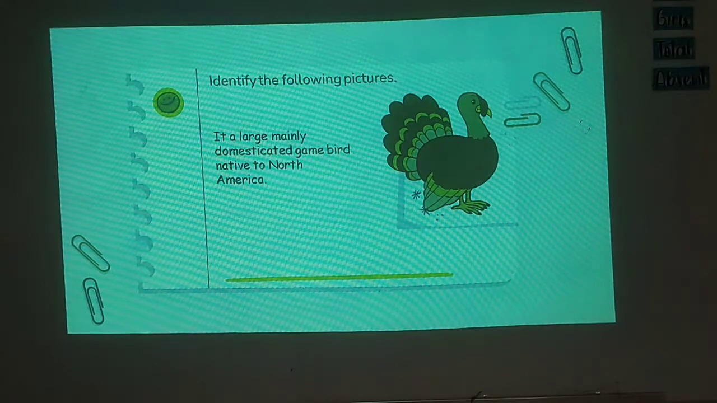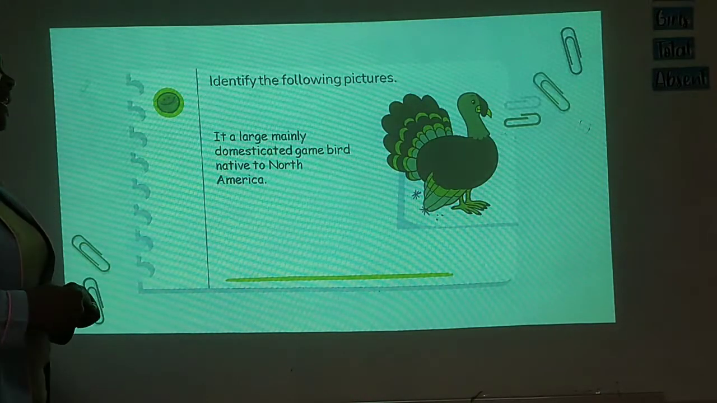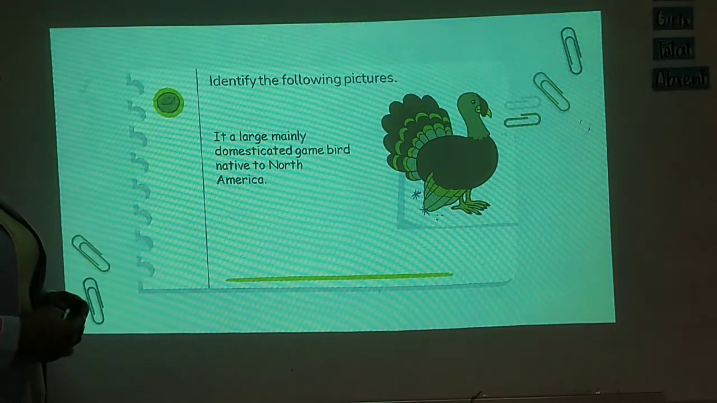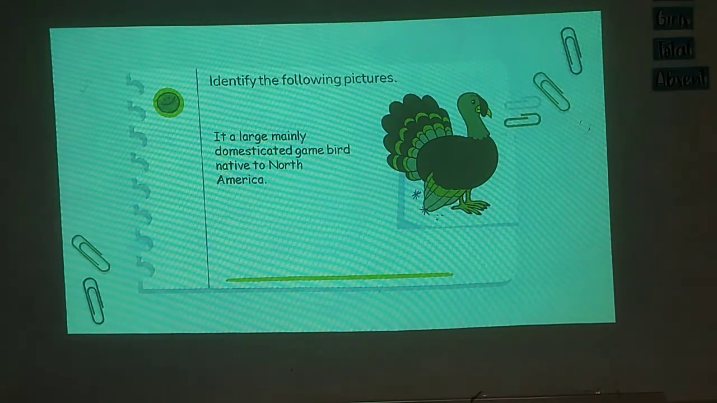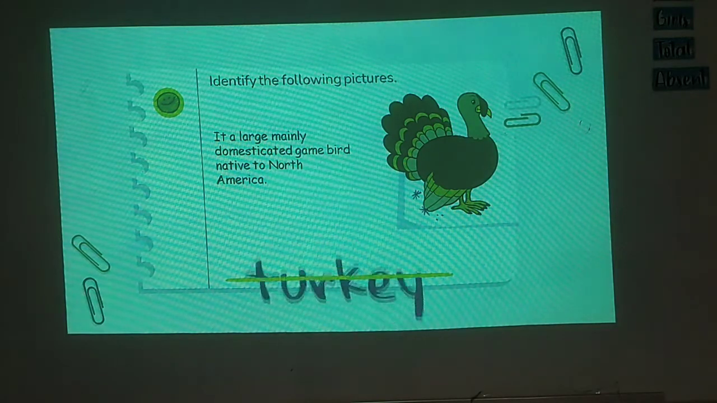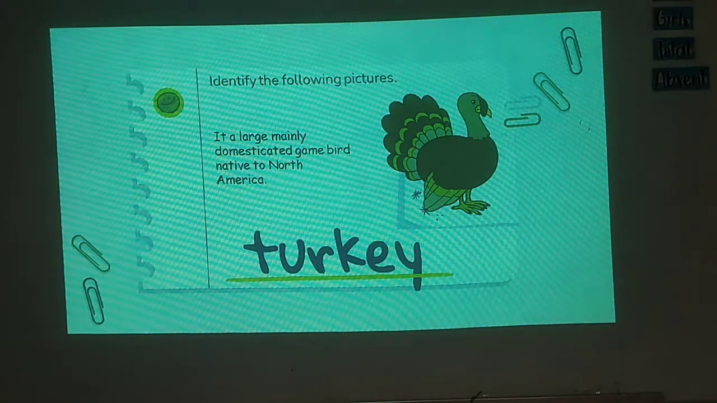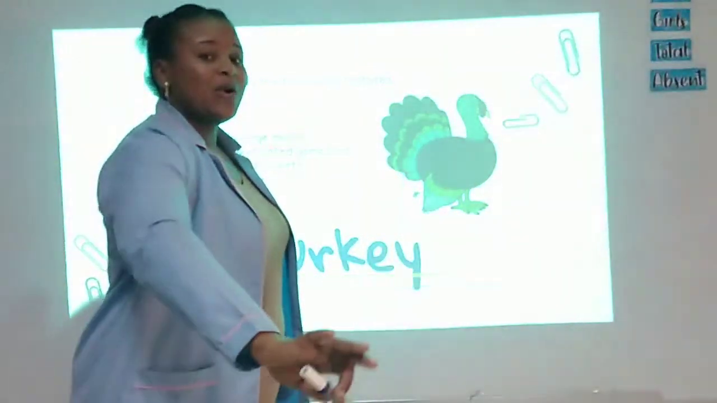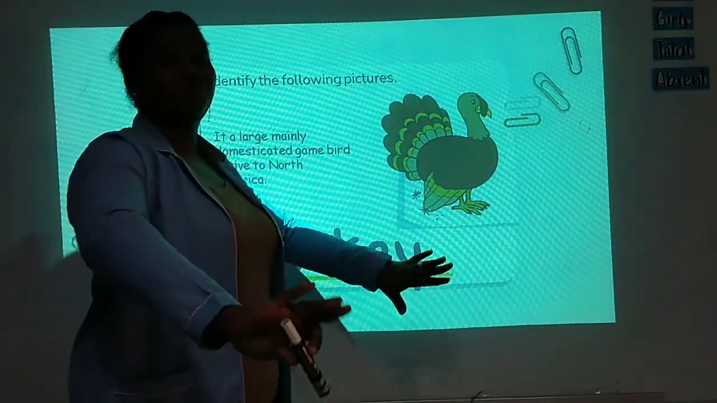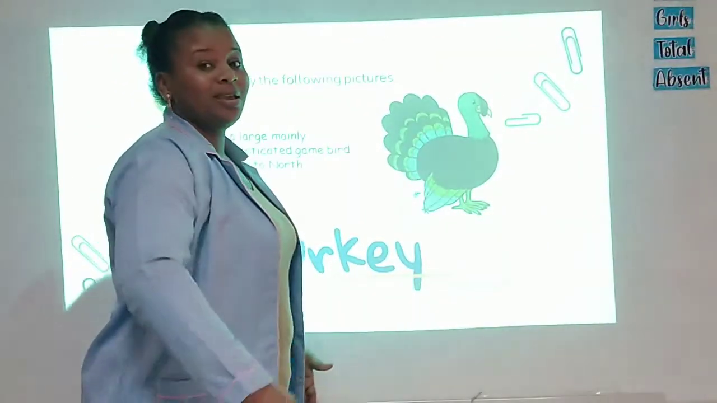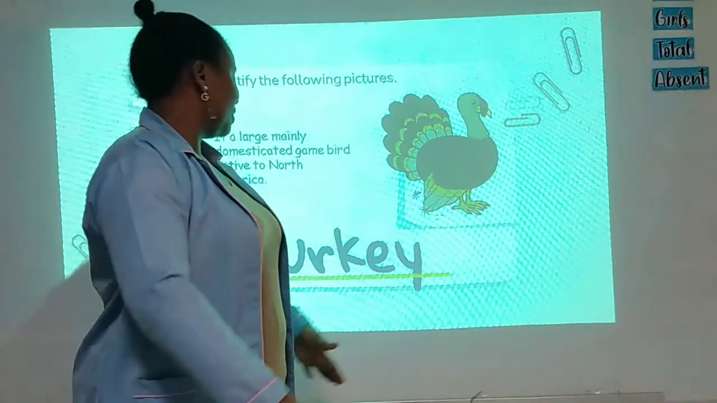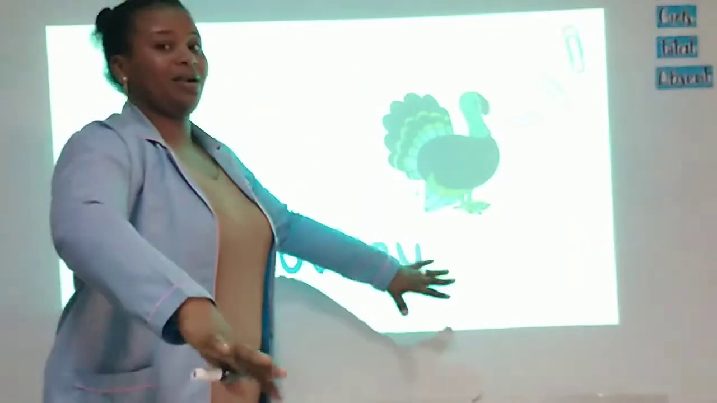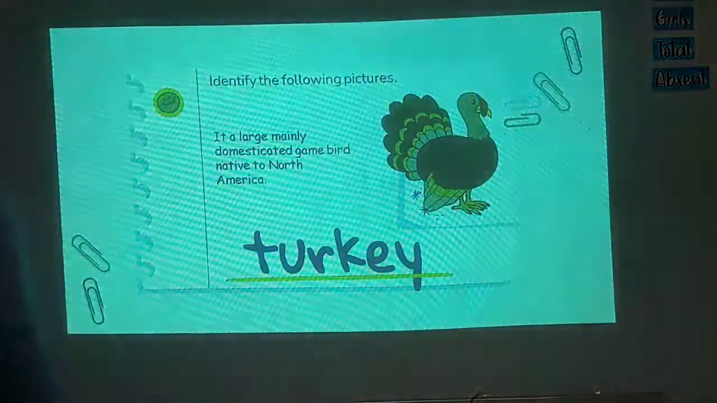Another picture here says, it is a large, mainly domesticated game bird native to North America. They call it game bird. So what is the name? Turkey. If it has the beautiful feathers, when it opens its feathers, you see the beauty of it. So you play a game with it, like, turkey, turkey, let me see your beautiful feathers, and it now goes like, you know.